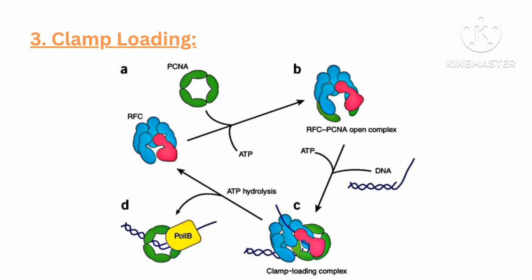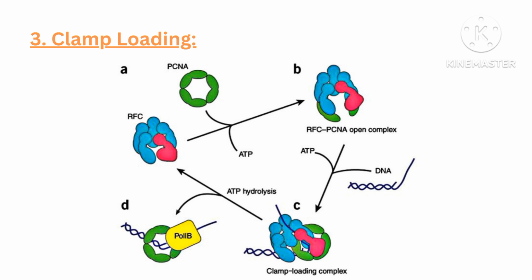3. Clamp loading. Step 1 is called clamp loader activation. In this step, the replication factor C, RFC, is a multi-subunit protein complex responsible for opening and loading the sliding clamp onto DNA. It binds to ATP molecules, undergoing a conformational change that prepares it to interact with PCNA. Next, step 2 is PCNA binding. RFC binds to PCNA, causing the ring structure of PCNA to open at one of its subunit interfaces.